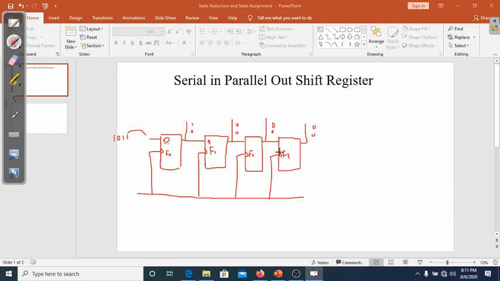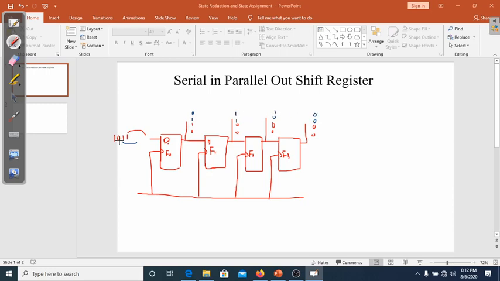And when the second clock pulse arrives, this would be the input. So this input would be the output of this flip-flop. So it would be 1, and this would be the input of this flip-flop. So the output would be 1, and the remaining outputs are 0, 0. On the third clock pulse, this input is 0, so this output would be 0, and this output would be 1, this would be 1, and this would be 0.